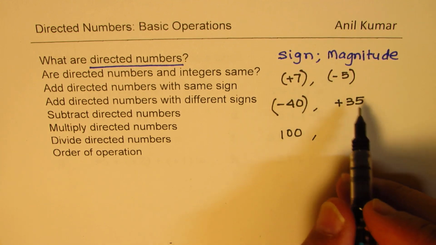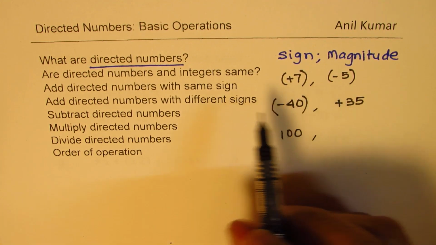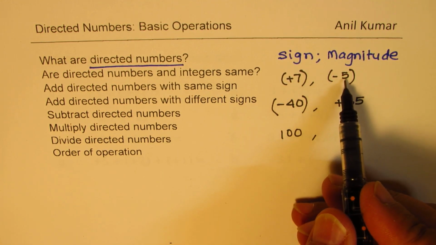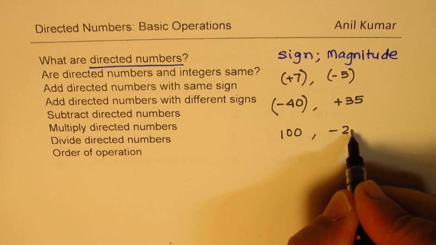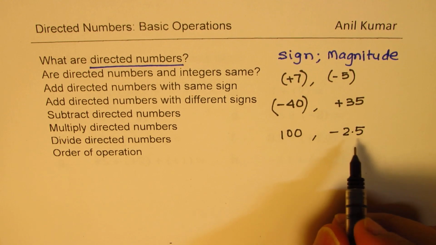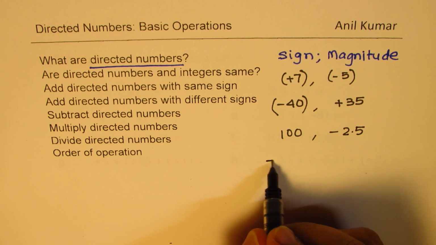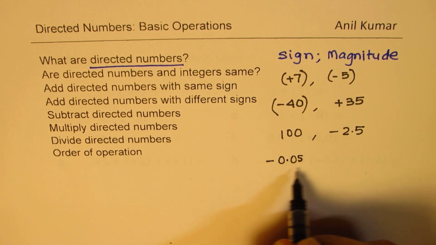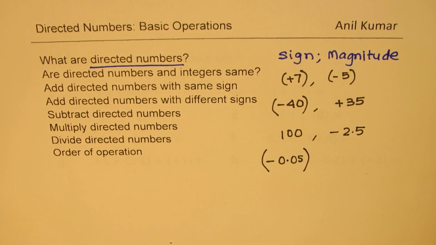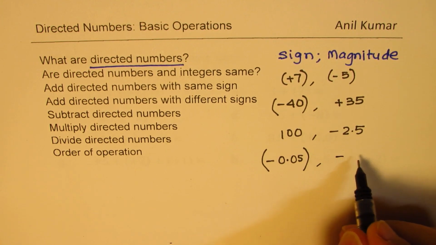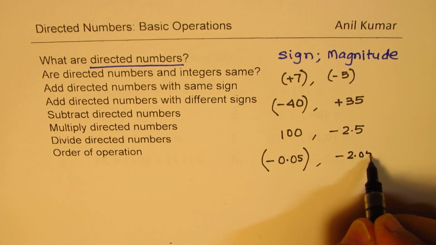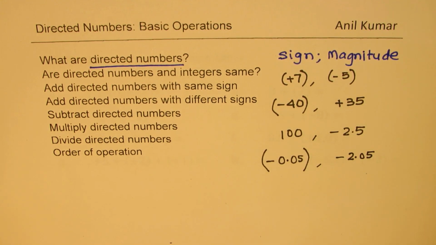Now these examples which I have taken are all integers also. However, directed numbers are numbers with any magnitude, not necessarily integers. So I could write minus 2.5. This is not an integer, but it's a directed number. As you can see, I'm not writing this with brackets. You may or may not use the brackets. That's what I'm trying to say. But they may have a sign or they may not have a sign. That is what we are interested in. All these numbers are directed numbers.